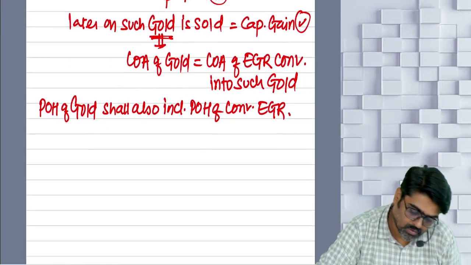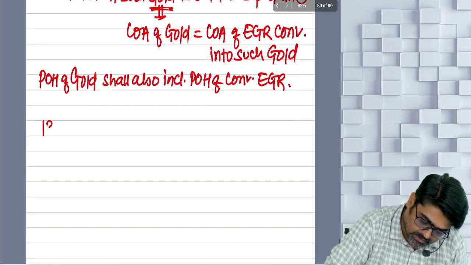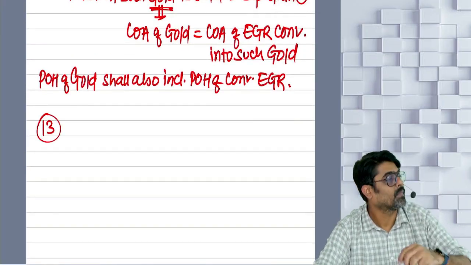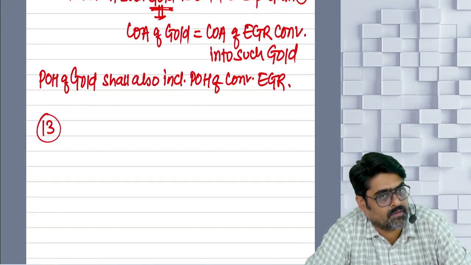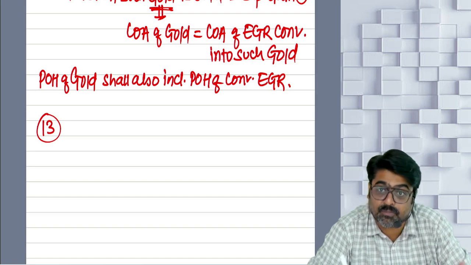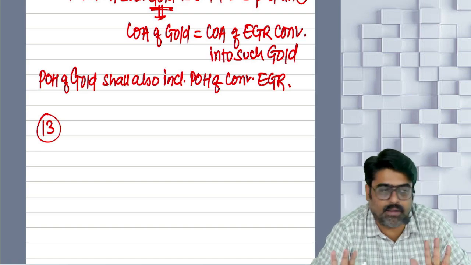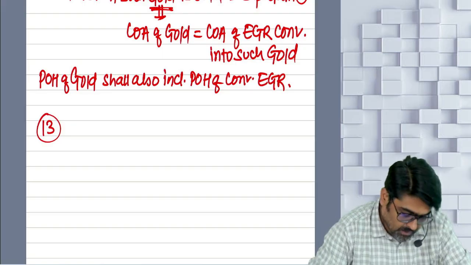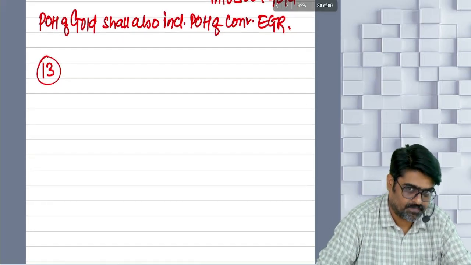Now I am going to do the last transaction of section 47. Then section 47 will end and the special aspects will also end. Understanding? So pay attention.